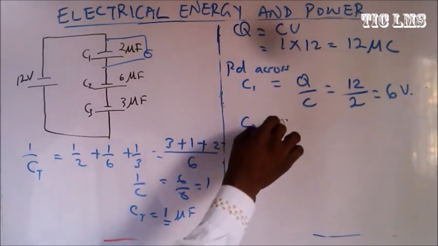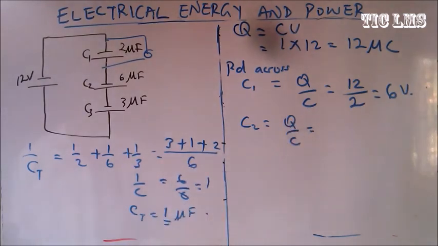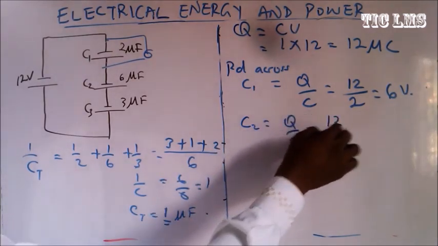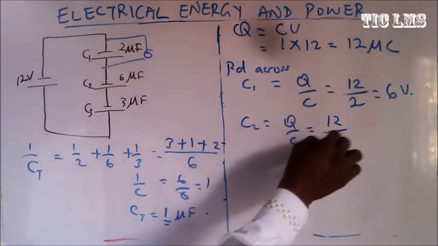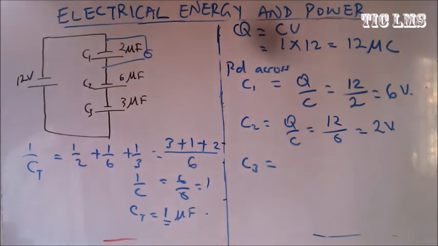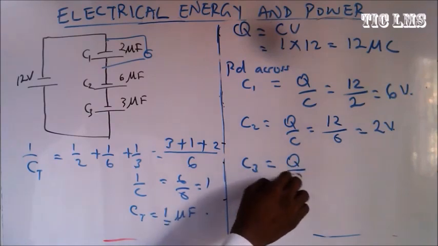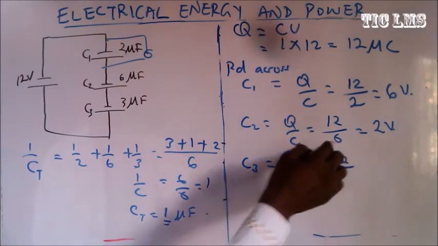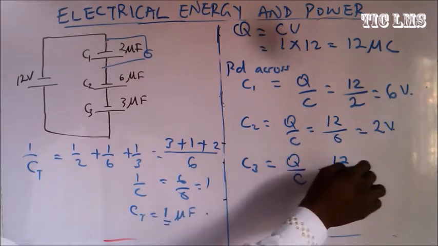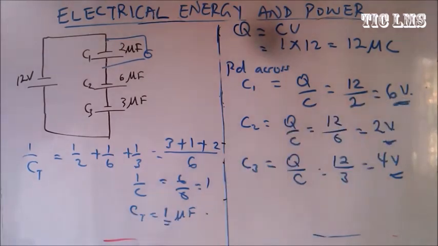Potential difference across the second one, that's Q over C as well. Now the Q is 12 and the C is 6. So we have 2 volts. And then for the third capacitor, we have the potential across the third capacitor is Q over C, and the Q is 12 and our C is 3 microfarad. So we have 4 volts. So these are the potential differences across the 3 capacitors.